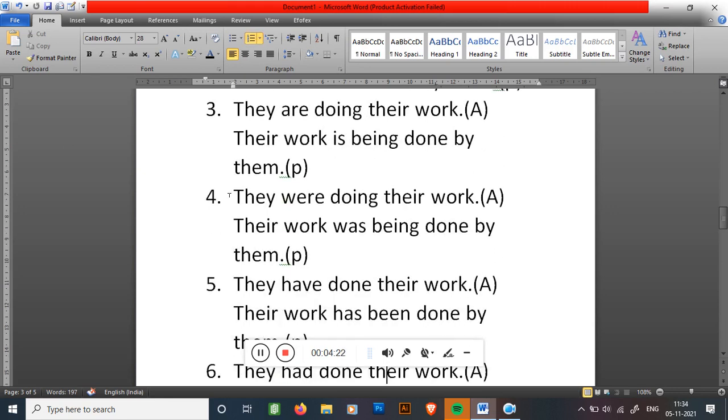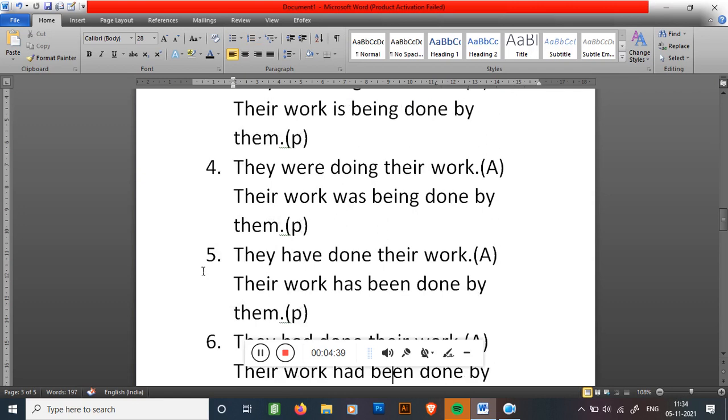Now come to the next sentence. Past continuous, that is was plus verb ing. If there is already was plus verb given in the sentence, then we use was plus being in passive voice. See, they were doing their work, so their work was being done by them.